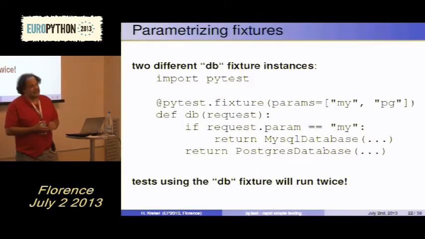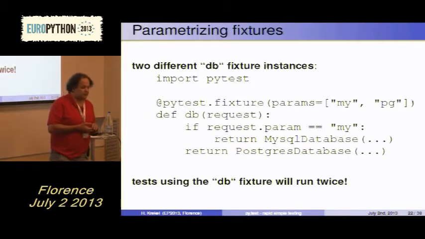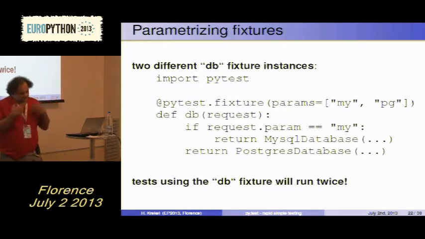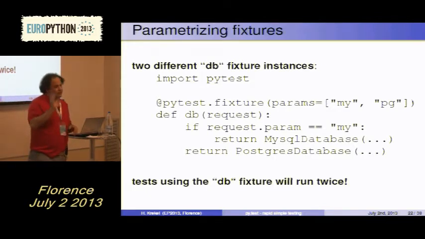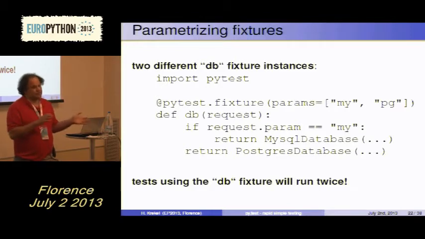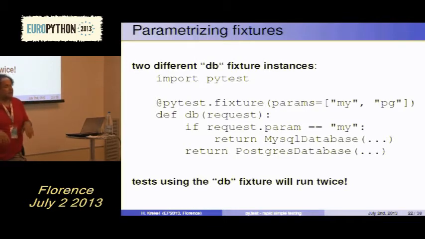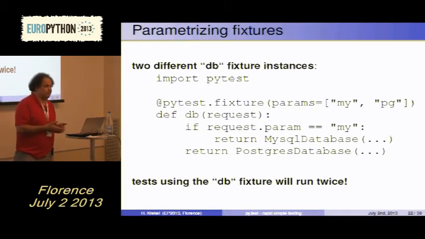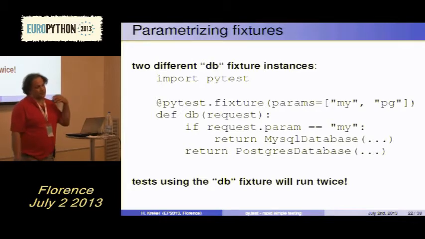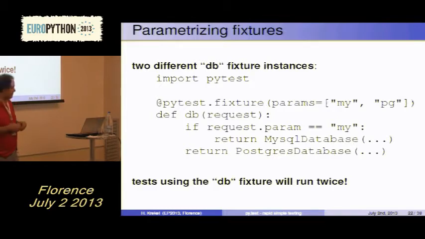Parametrizing. If you say, I have 2 different backends, a Postgres backend and a MySQL backend, then you can just modify your fixture function again. You can say, okay, there are 2 parameters, and if anything uses the DB fixture, I want that test to execute twice. Once with the database instance of Postgres, and once with the database instance of MySQL. And no changes needed to your tests, usually. You can just do this on the fixture instance level.